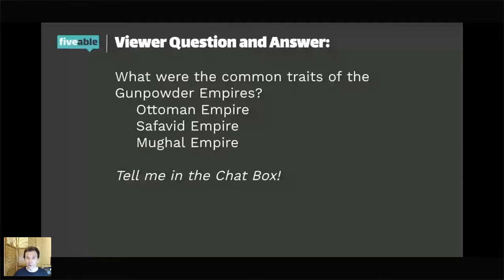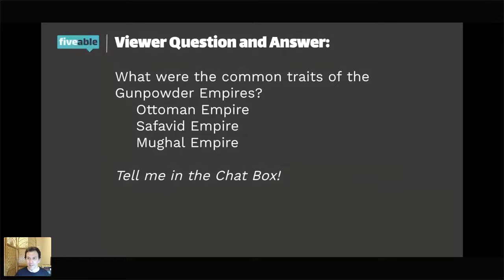Yes, the rulers of all three were Muslim. Absolutely. Let's go ahead and get some others. What were some common traits of the gunpowder empires? Okay, absolutely. Ottoman was the longest lasting. Yes, they used artillery and cannons to conquer. You got it. They're all military based. Absolutely. Gunpowder, artillery, cannons. They took advantage of power vacuums. Absolutely. They had expensive military forces or militia.